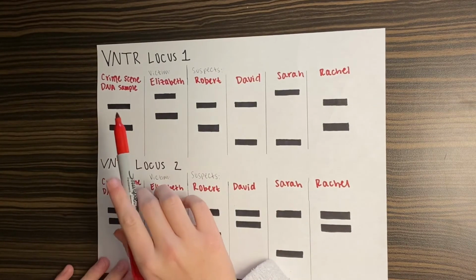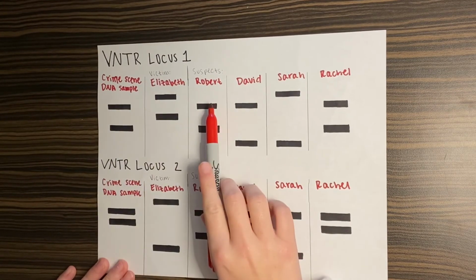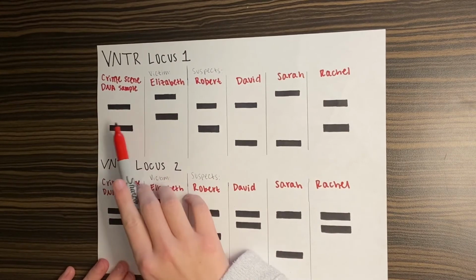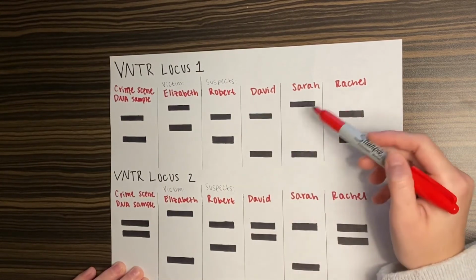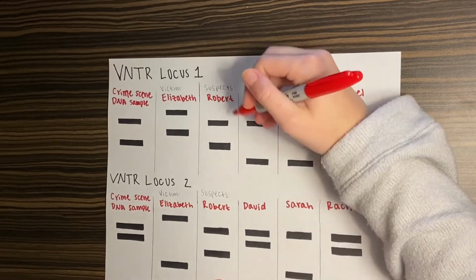For locus 1, we can see that the DNA at the crime scene has an allele at the 2nd and 4th point, and so does Robert's and Rachel's. This means that they are still suspects. David and Sarah's DNA does not match up perfectly with the crime scene DNA, therefore they are no longer suspects.